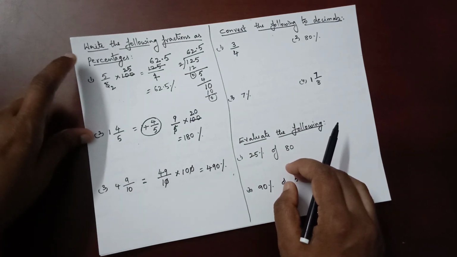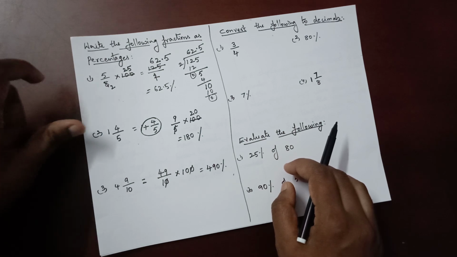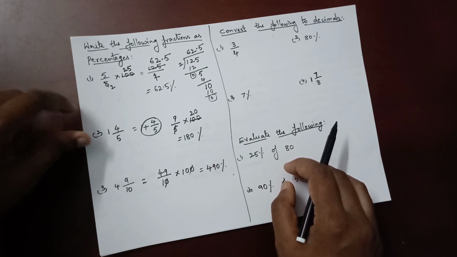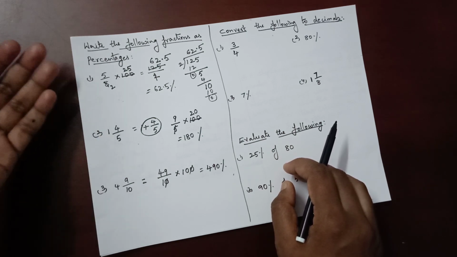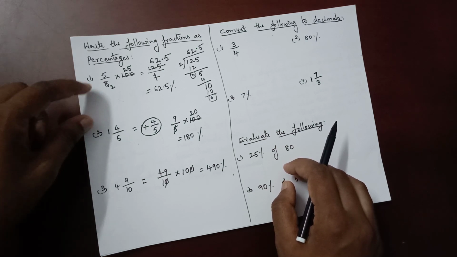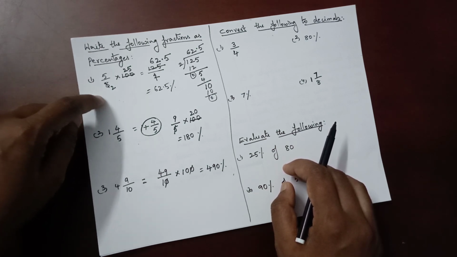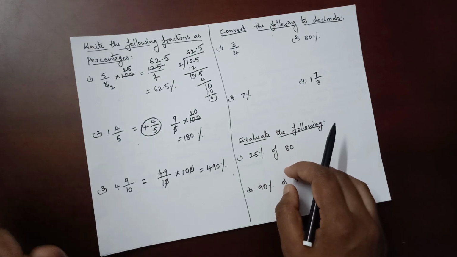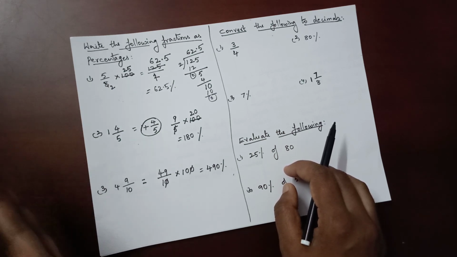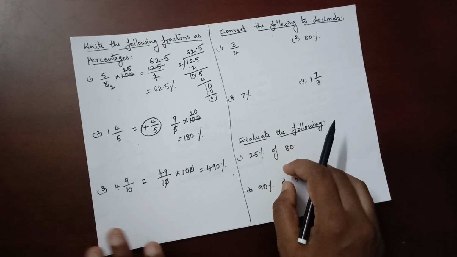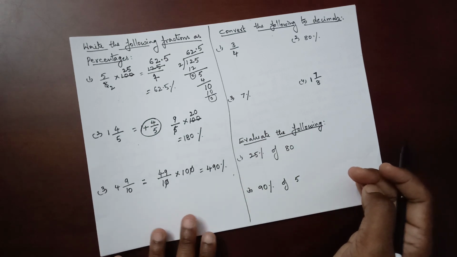Whenever they give fractions and ask to convert the fraction into a percentage, or write the percentage value of the given fraction, this is the way of doing the problem. Just take the fraction into 100. If any cancellations are there, do the cancellation, and you get the answer.